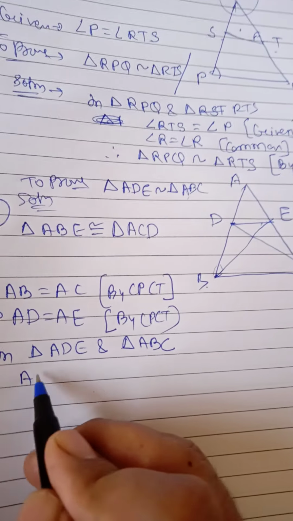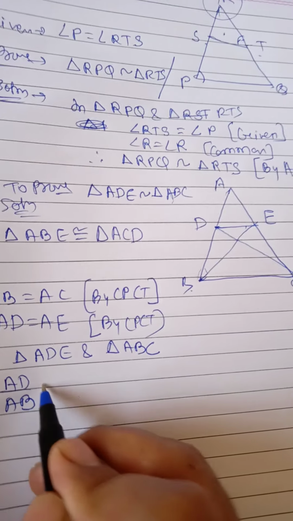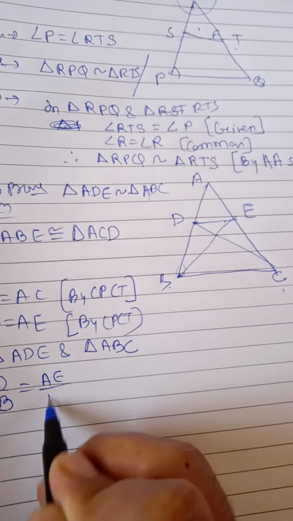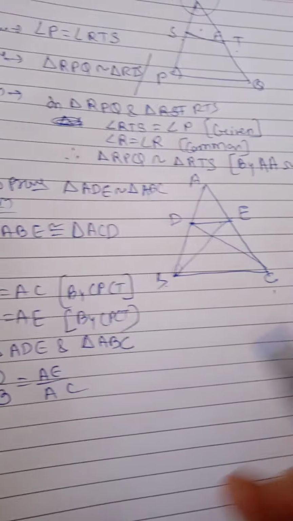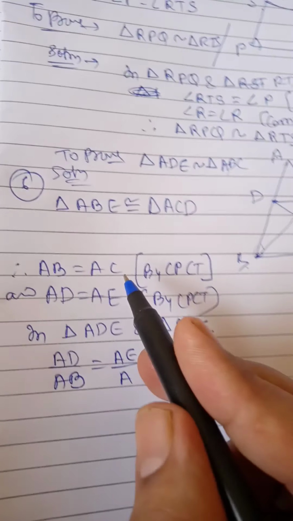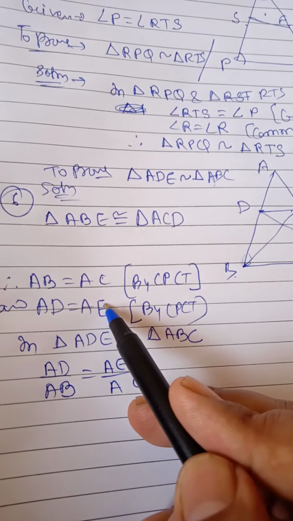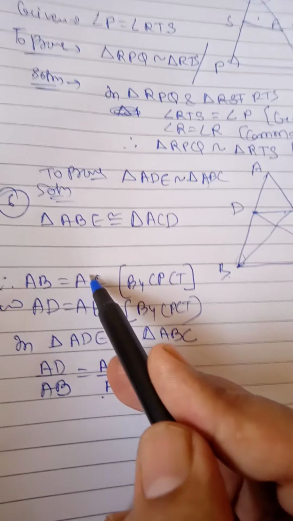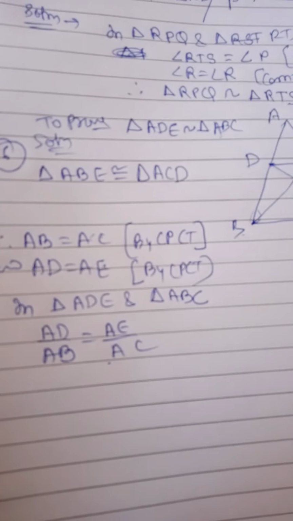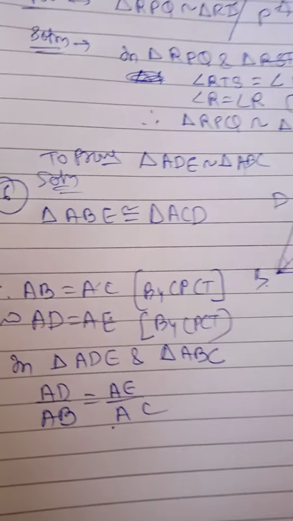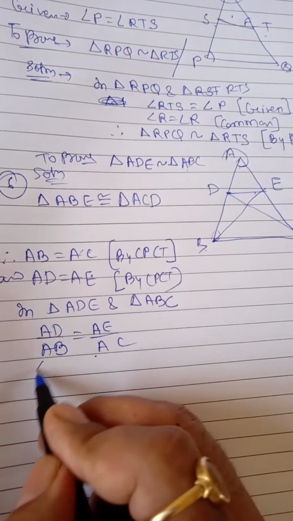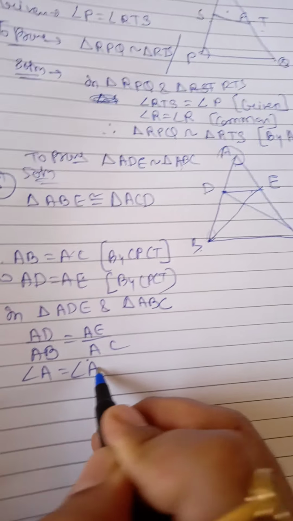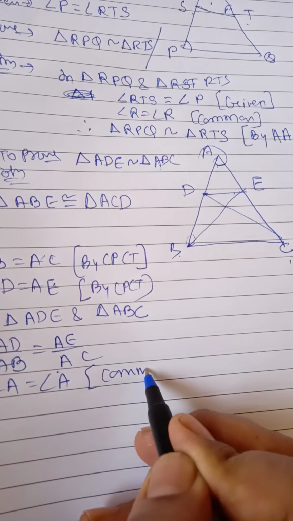First I will write AD upon AB is equal to AE upon AC. That is dividing 1 by 2. Or if you don't want to write, you can write these two conditions also. It is okay. Don't panic about it. And you will find that angle A is common in both the triangles. So right here angle A is equal to angle A. Here it is a common angle.